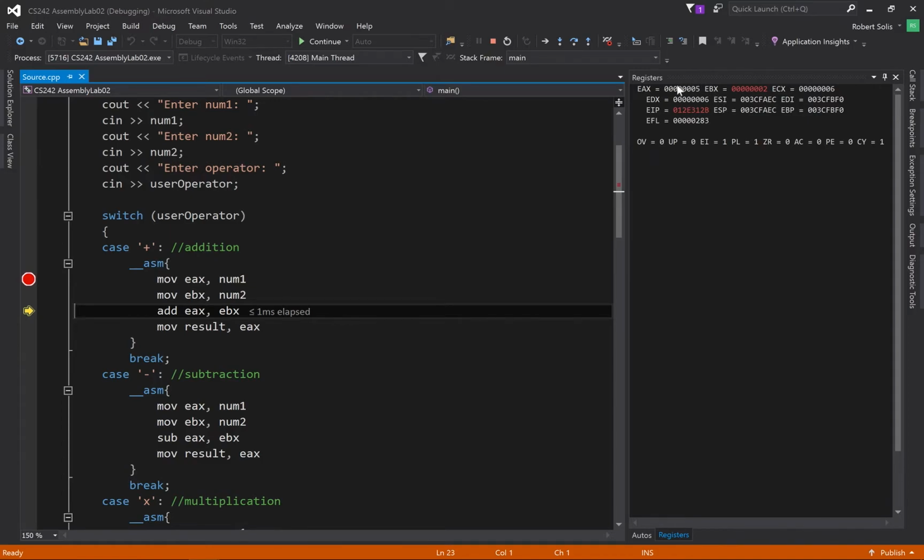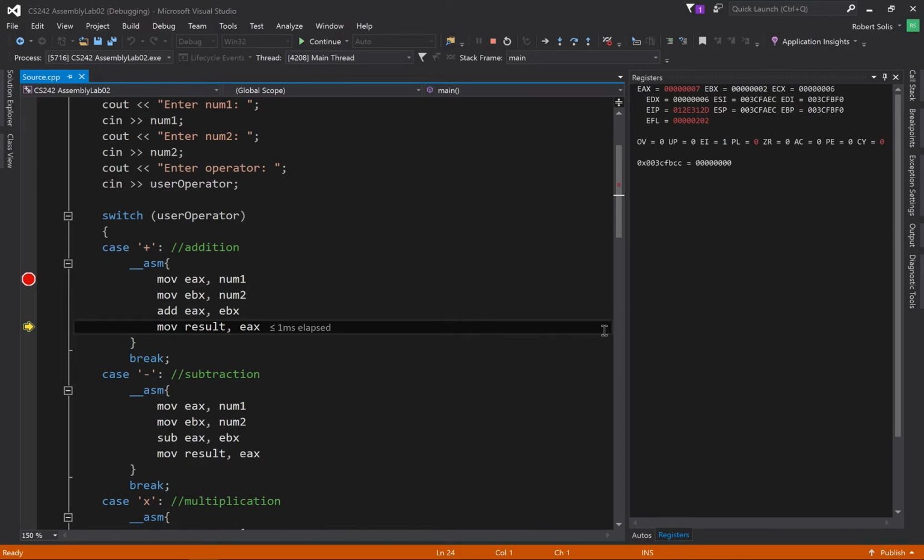So as you can see here, EAX is 5. We are about to add 5 plus 2, and the answer goes right back into the EAX register. So this is going to get lost. Now, of course, that value is still in num1, but the value of the EAX register has been updated, so to speak. So when I step through, notice over here, the EAX register is now 7.